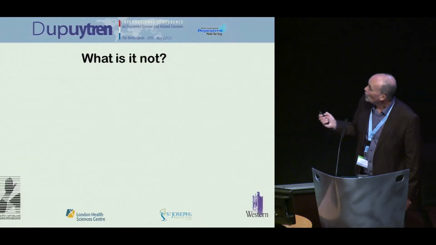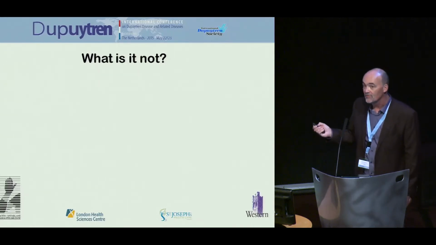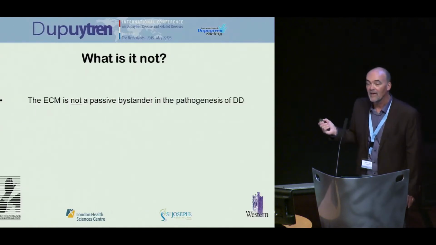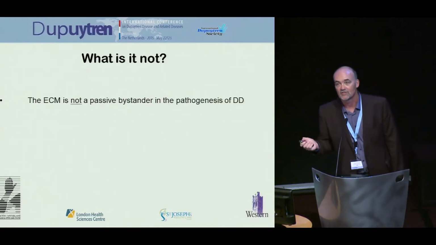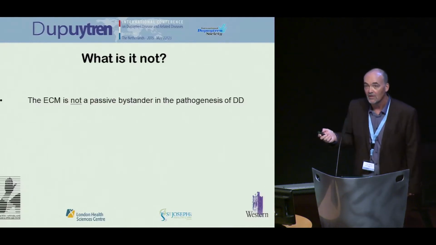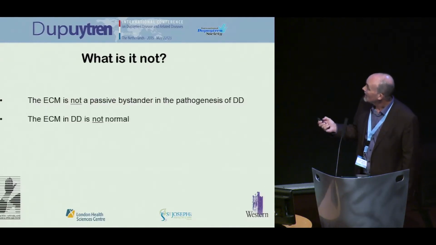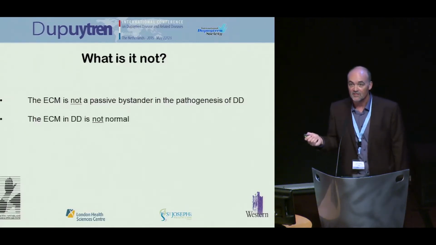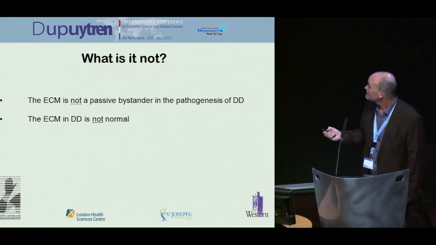So what is it not? What I hope to convince you of today is that what it is not is a passive bystander in the pathogenesis of Dupuytren's disease. The matrix is actually a major driver, in my opinion, of disease progression. And perhaps more to the point, the extracellular matrix in Dupuytren's disease is certainly not normal.